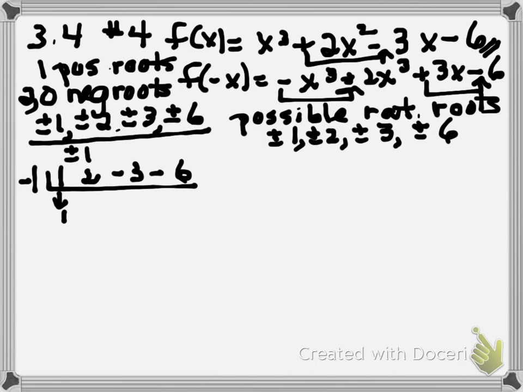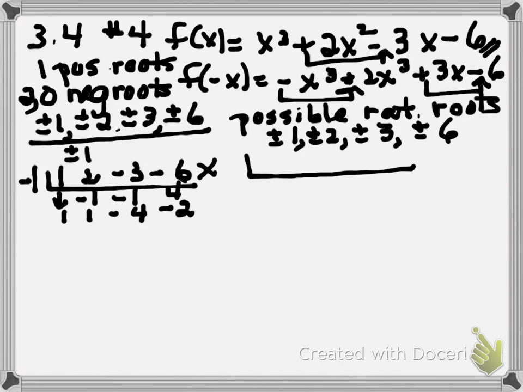Bring down the 1. 1 times negative 1 is negative 1. 2 and negative 1 is 1. 1 times negative 1 is negative 1, and negative 3 is negative 4. Negative 4 and negative 1 is positive 4, and we get a negative 2. And this one did not work. Negative 1 does not work.